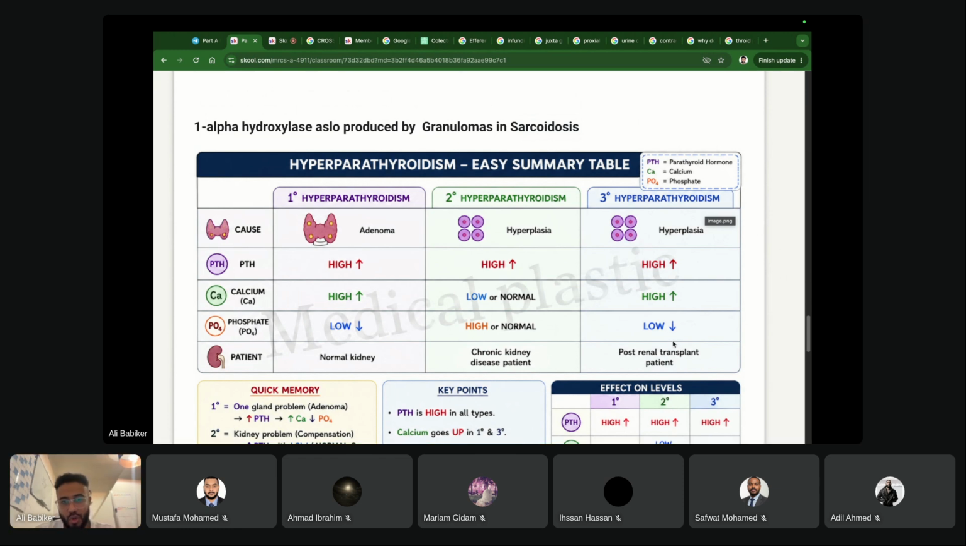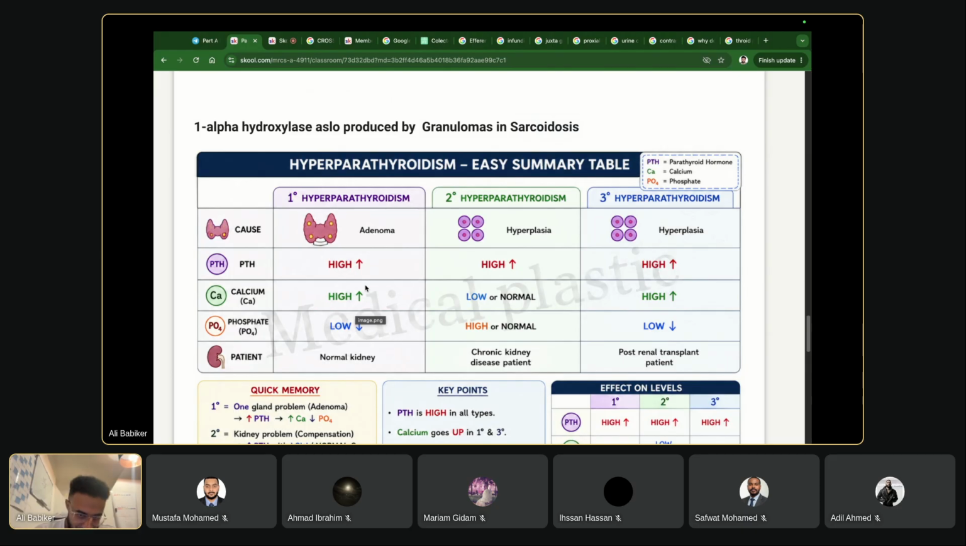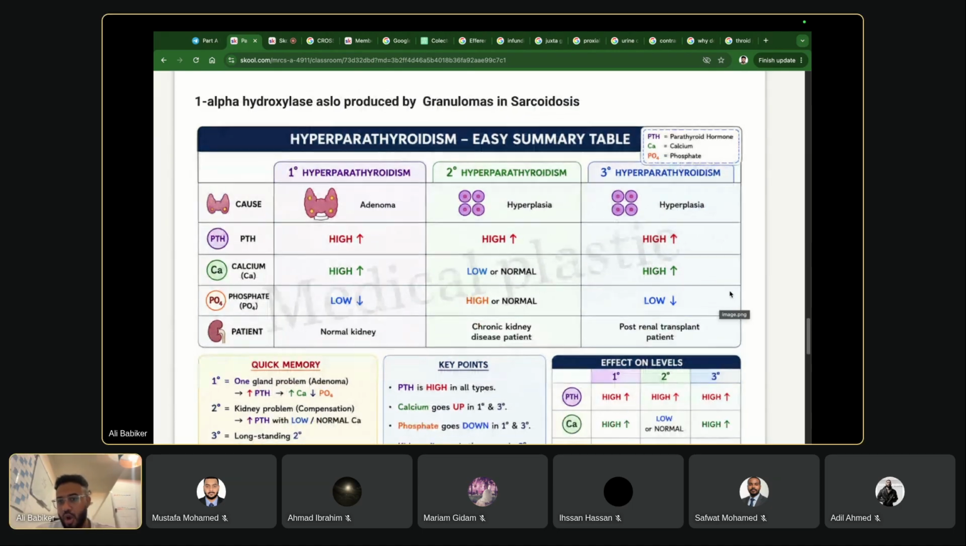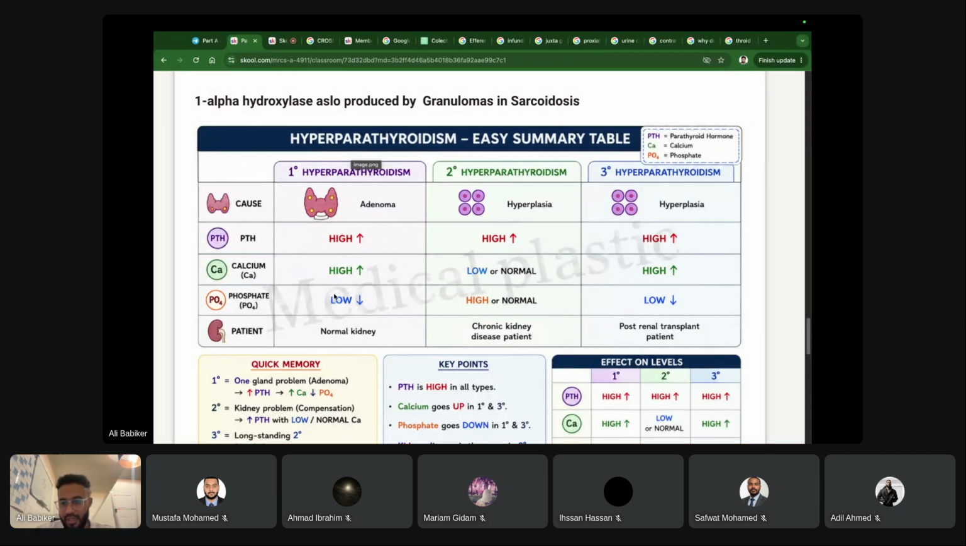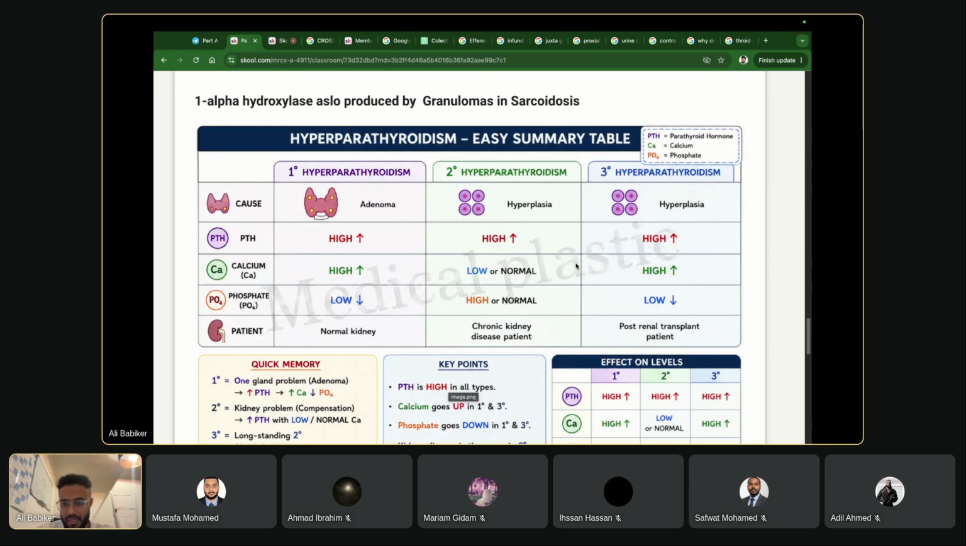Okay, so you cannot differentiate this one from primary. There's only one thing that will differentiate it. The primary hyperparathyroidism has a normal kidney. In the tertiary, the patient had a renal transplant, or has had chronic kidney disease for such a long time that it became autonomous. The adenoma became autonomous like primary hyperparathyroidism. So the only difference is that this one has a normal kidney. It took me a lot of time to create this for you guys because it was not easy.